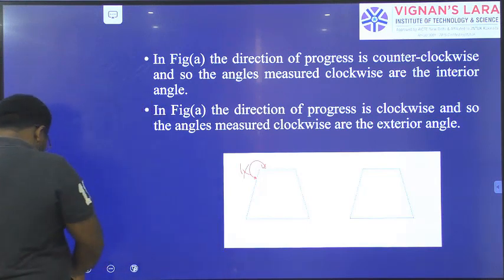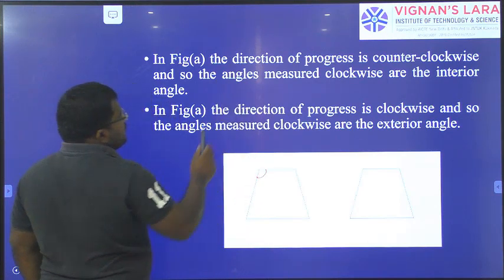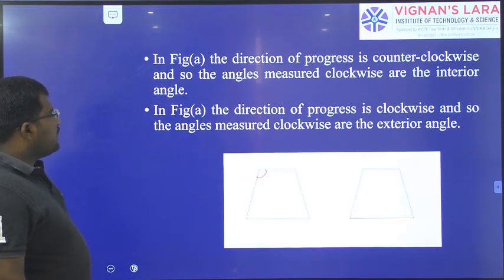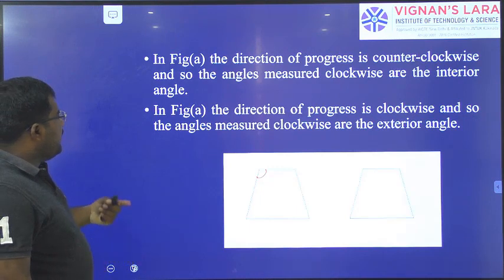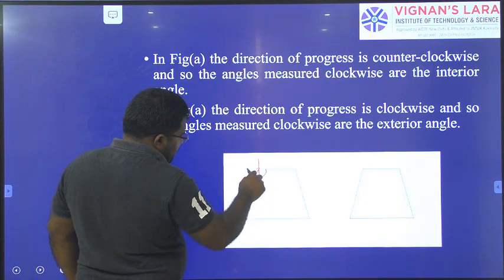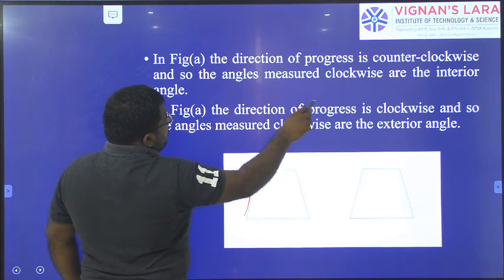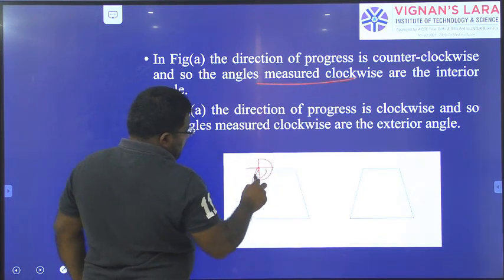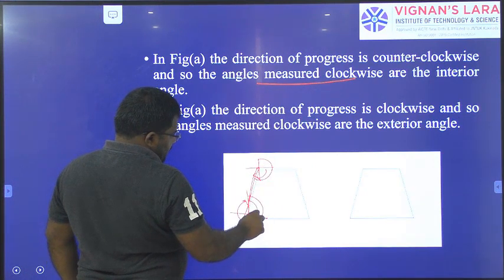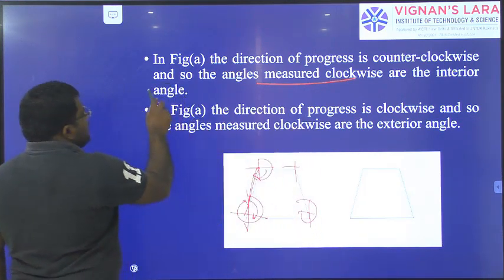So if we are measuring like this, right? The first point I was telling, the direction of progress is counterclockwise, so the angles measured clockwise are the interior angles, okay? So if you are moving like this, this is the first point, right? Here we are measuring the angles in a clockwise direction. This is the clockwise direction. Like this, you are going to measure the angles clockwise, okay? So that's why these are called the interior angles.